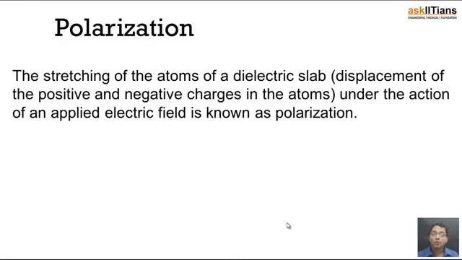So what exactly is polarization? Polarization basically means when the atoms of a dielectric move under the action of an applied electric field, and therefore the center of the positive and the negative charges are not at the center of the atom. That is what is meant by polarization.